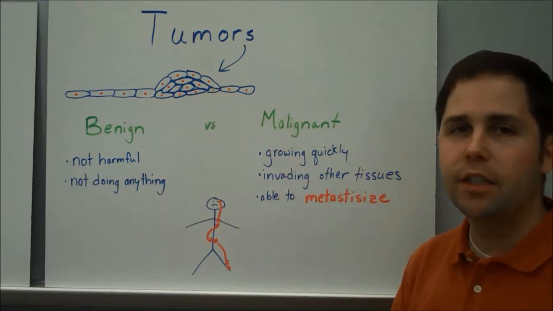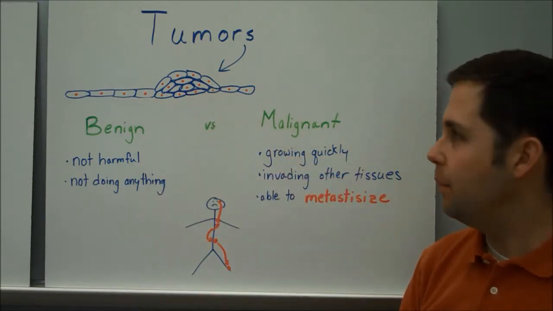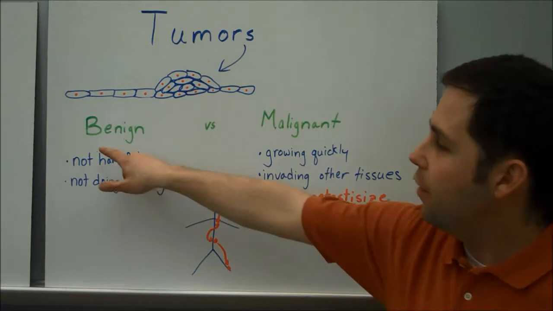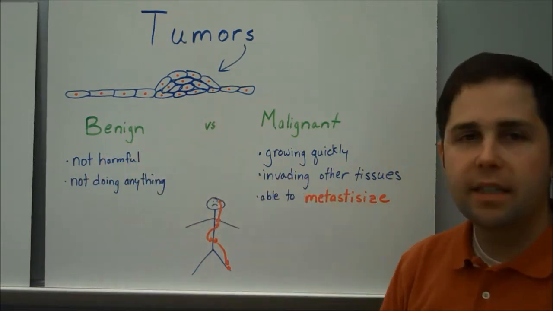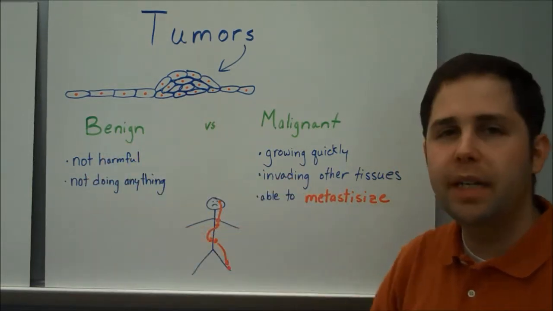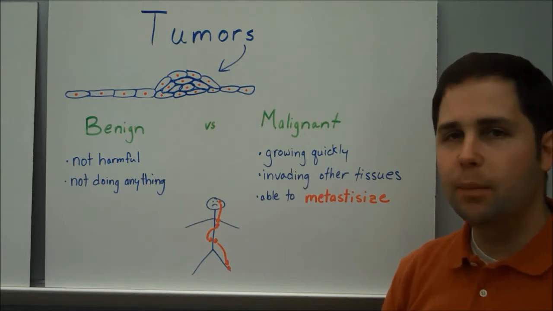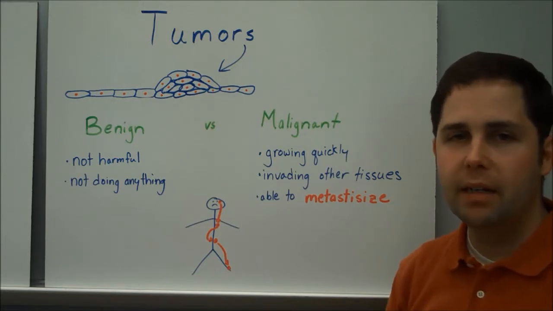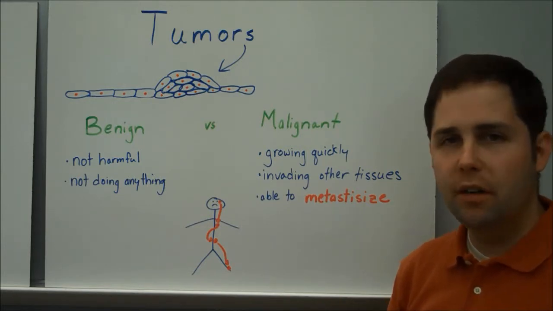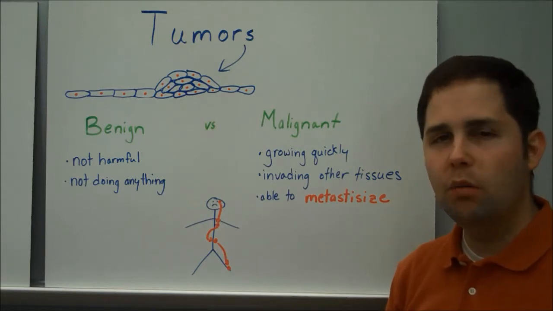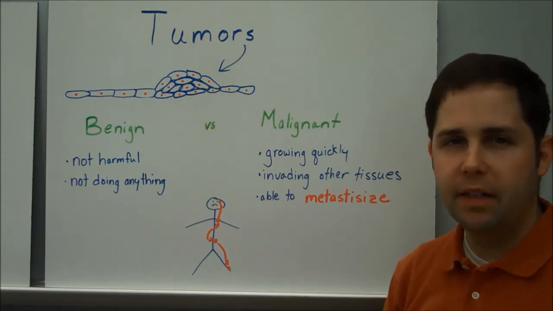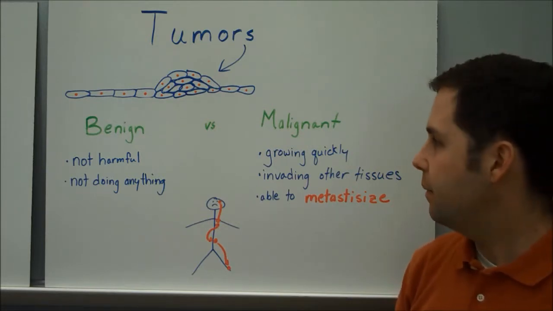Now, you've probably heard the terms benign and malignant to describe tumors. So tumors can be either benign, which means that the tumor is not harmful, it's not doing anything. In essence, it's just a lump of cells that's sitting somewhere in your body. And if you have a benign tumor, oftentimes you'll remove it, but you won't really be worried about other health effects. It's just a mass of cells growing for some reason, not doing anything bad.